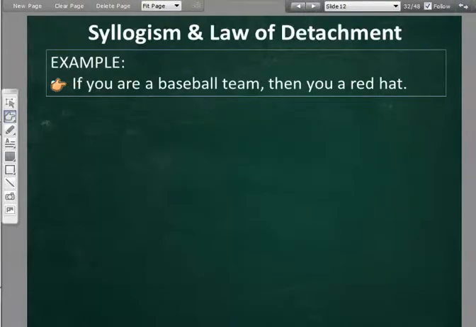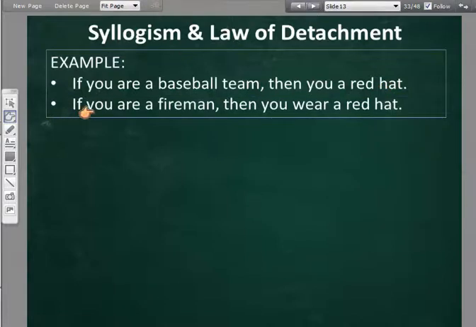If you are a baseball team, then you wear a red hat. So you are a baseball team is A, you wear a red hat is B. If you are a fireman, then you wear a red hat. So you are a fireman is C, you wear a red hat is B. Okay?